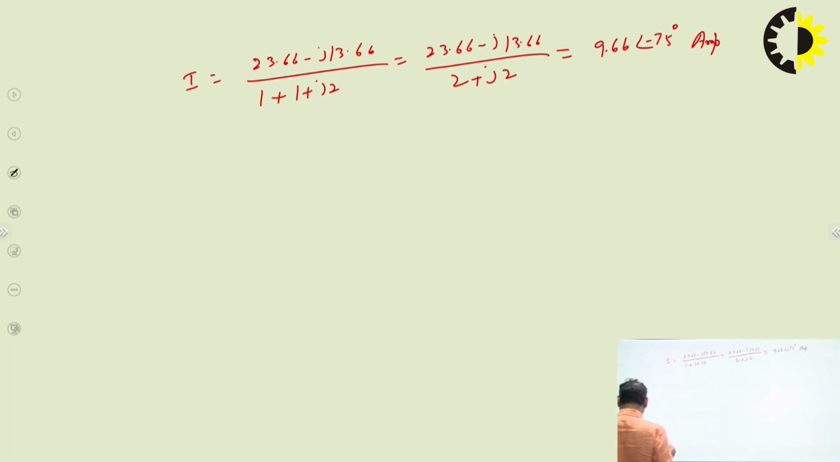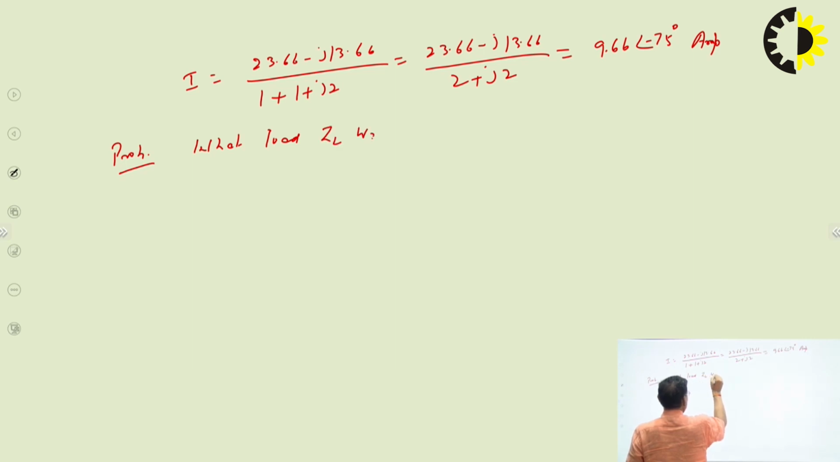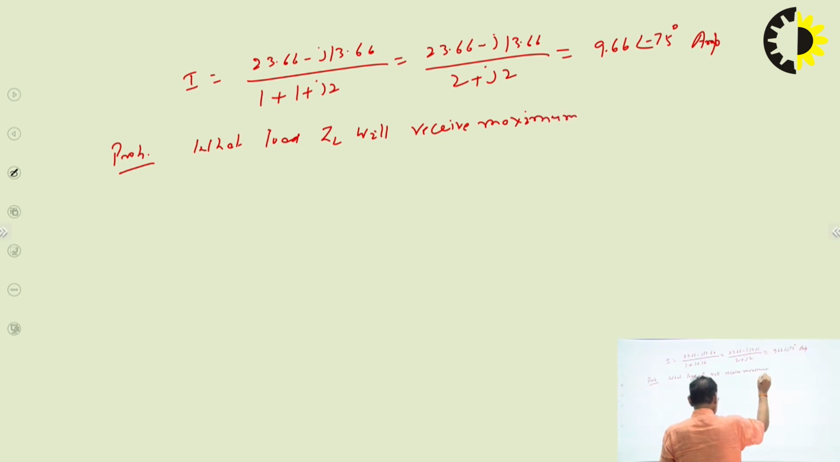This is problem 1. In the network shown below, what load ZL will receive maximum power?